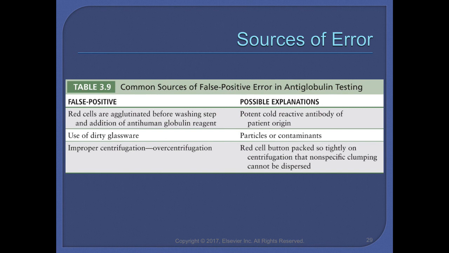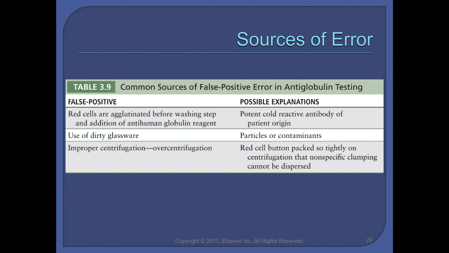So the AHG test can possess sources of error that may cause false positive or false negative test results. Recognition and prevention of these sources of error really help with the correct interpretation of the AHG test results. So this table explains some of the common sources of false positive error in the antiglobulin testing, the AHG testing.